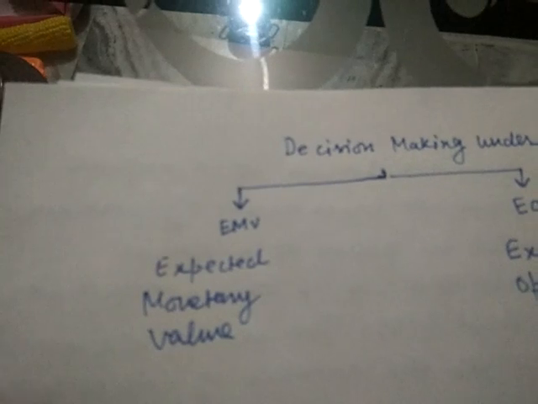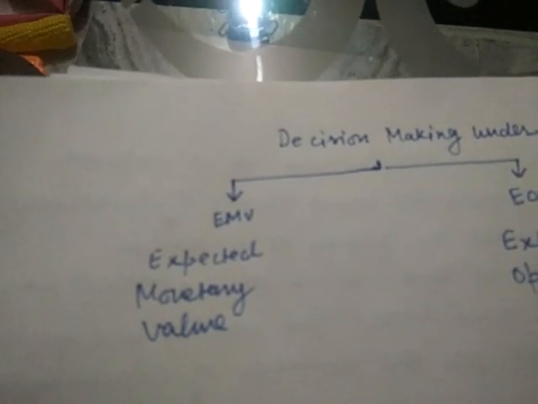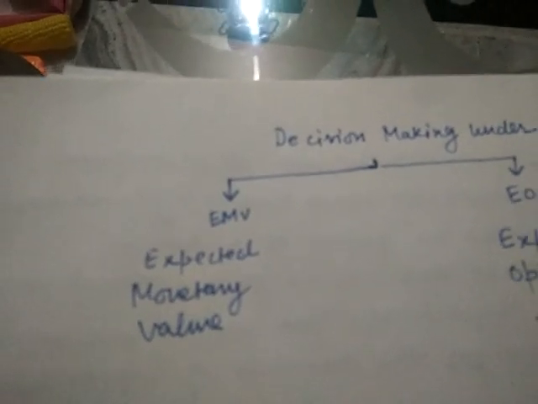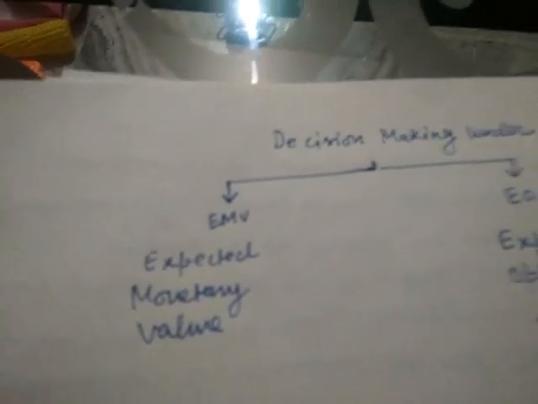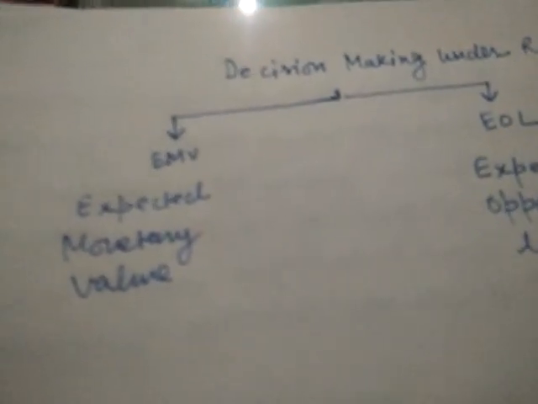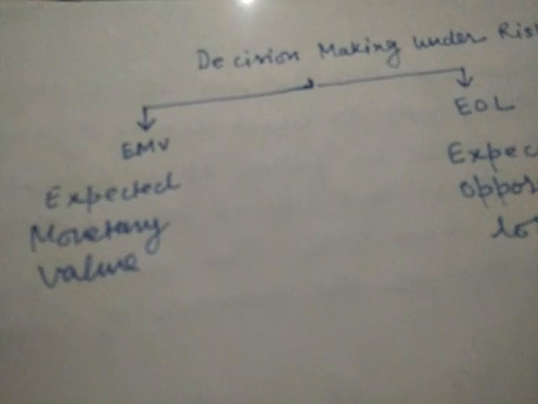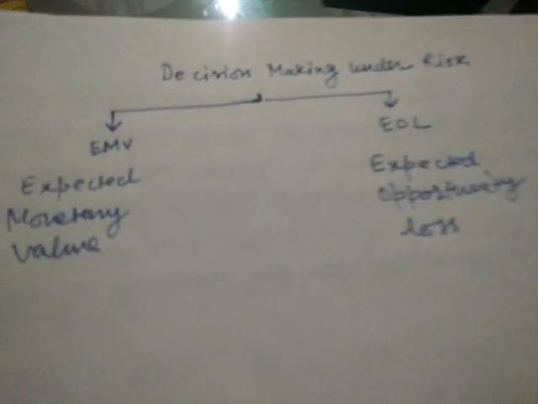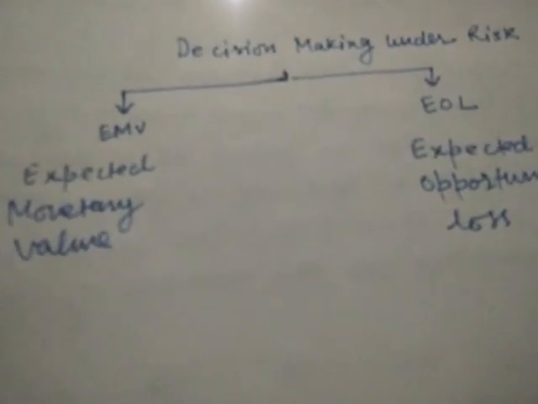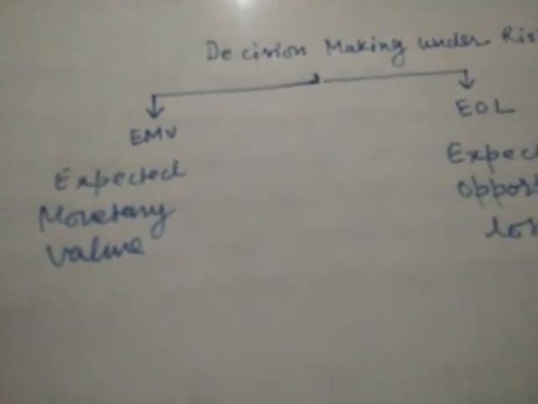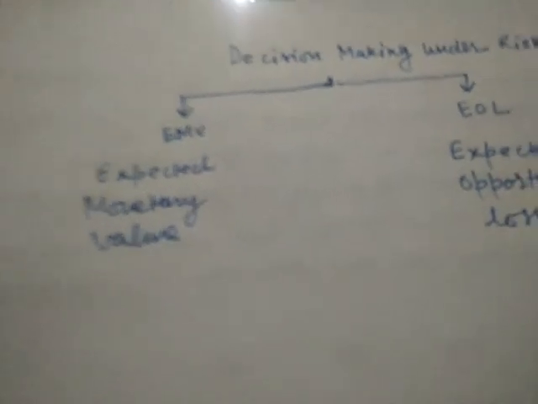Among all the expected monetary values, the course of action corresponding to the maximum EMV is taken as the decision. The similar thing we are going to do here. The only difference is that in the case of Laplace, we have to assume that the probability of each state of nature is equal, and here we need not assume. We will be given different probabilities for each state of nature. Only this is the difference.